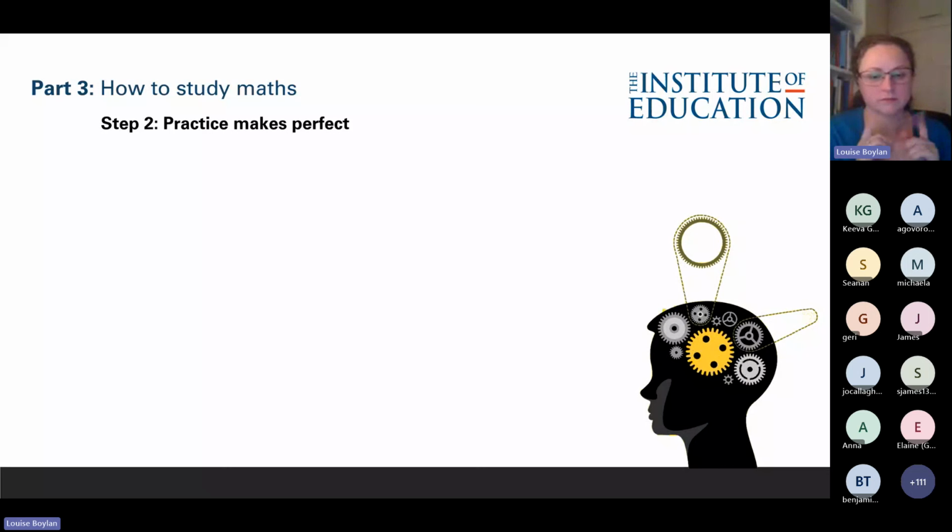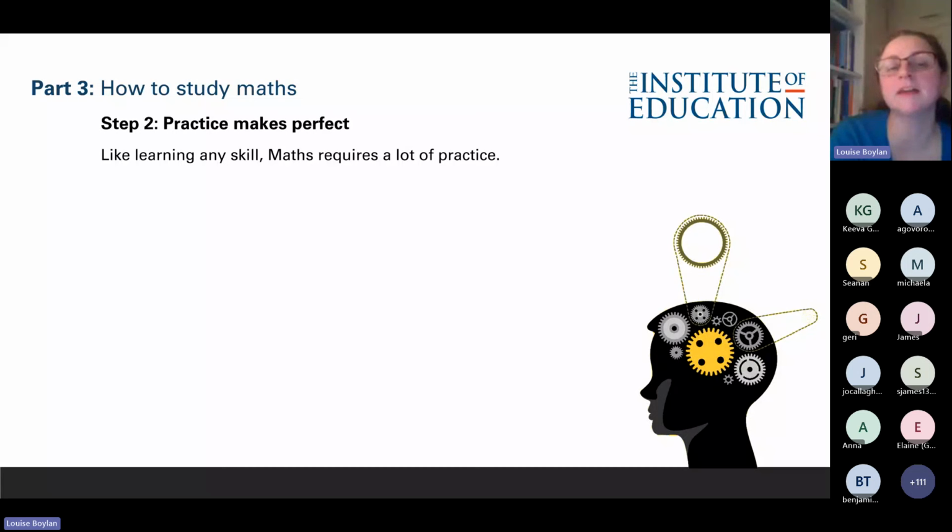Now, like learning any skill, maths requires a lot of practice. I relate it to learning to play the piano. You don't just sit down and trudge your way through a song and go, okay, grand, now that's it. I've played Jingle Bells. I got to the end. I got the right answer. On to the next thing.